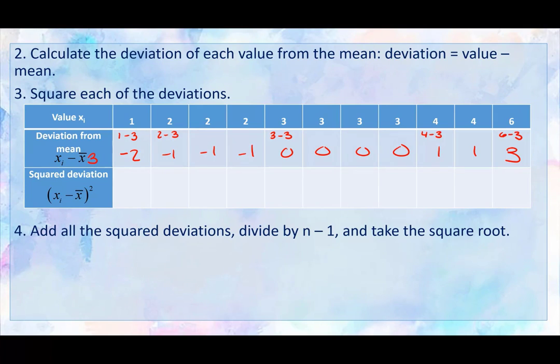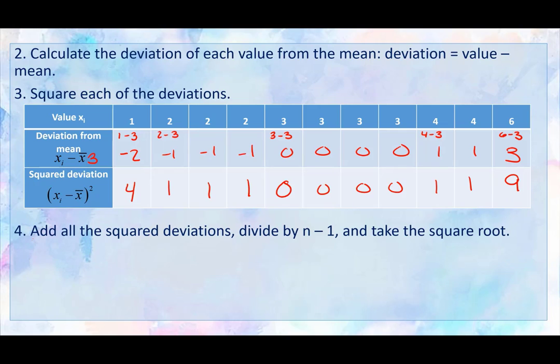The next step we're going to do is square each of the deviations. So these are the deviations right here, and we're going to square them all. So we have negative 2 squared, that's going to give us 4. Negative 1 squared is 1. 0 squared is 0. 1 squared is 1. And 3 squared is 9. So now we have all of the squared deviations.